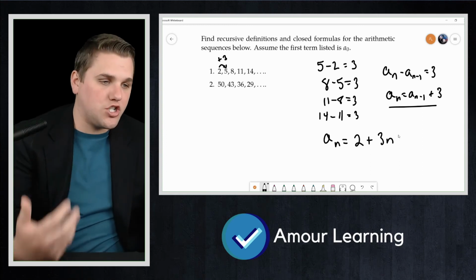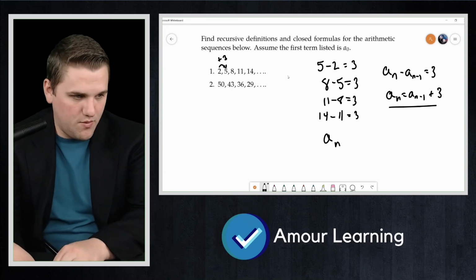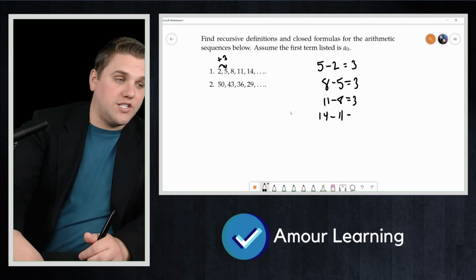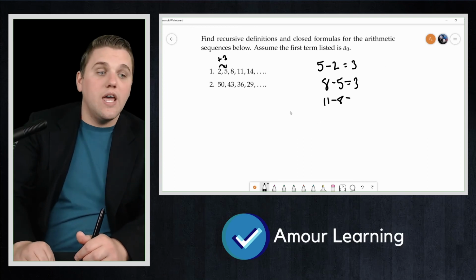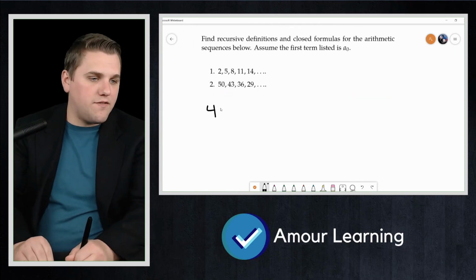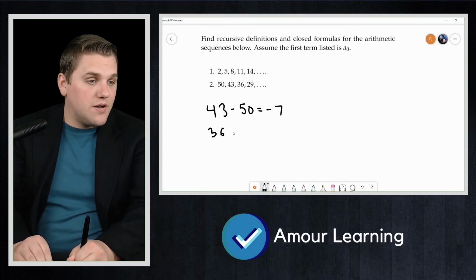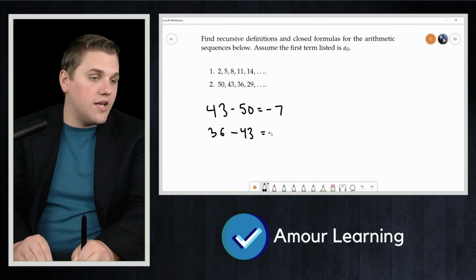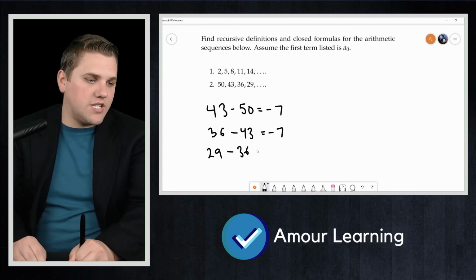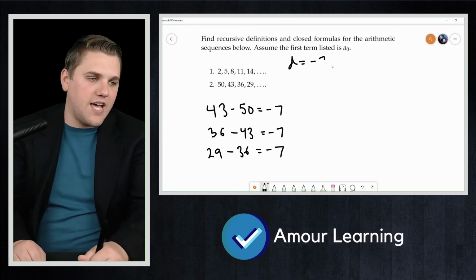Okay, so now for number 2, we have to find the common difference. In this instance, and let me erase this so we can start over again, it looks like the numbers are decreasing, so the common difference is going to be negative. In particular, 43 minus 50 is negative 7. 36 minus 43 is negative 7. 29 minus 36 is negative 7. It looks like d equals negative 7.